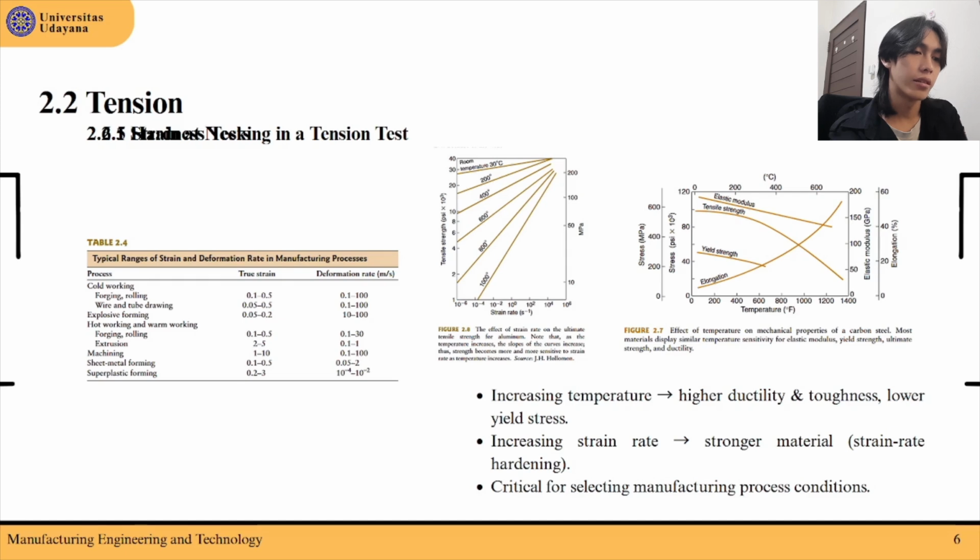Temperature and strain rate significantly influence mechanical behavior. At higher temperature, materials become more ductile and tougher, but their yield strength decreases. At higher strain rate, material behavior is stronger. These effects are important in selecting proper manufacturing conditions.